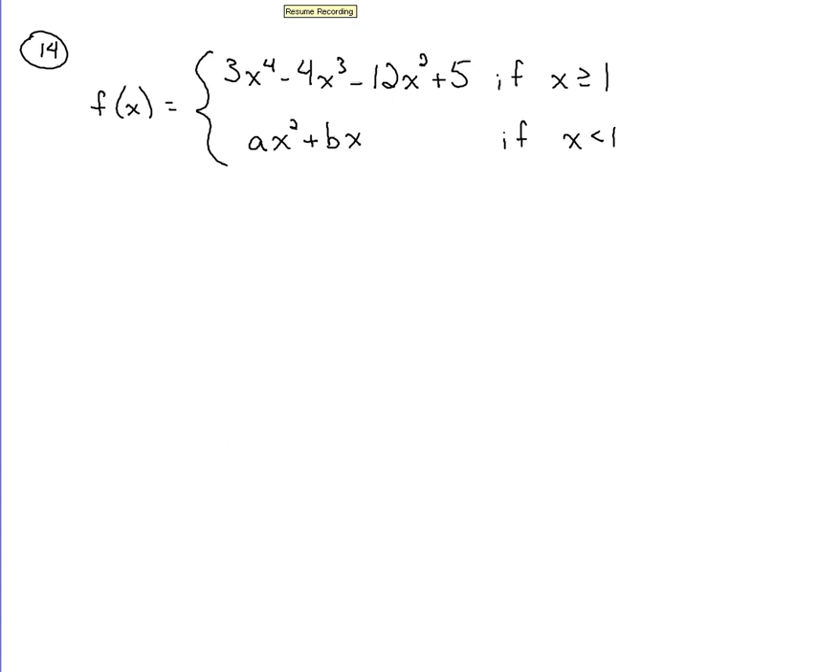Try to figure out a and b knowing this is continuous and it's differentiable. Let's start, because we know we're going to have to use it, let's start by taking the derivative of the function.